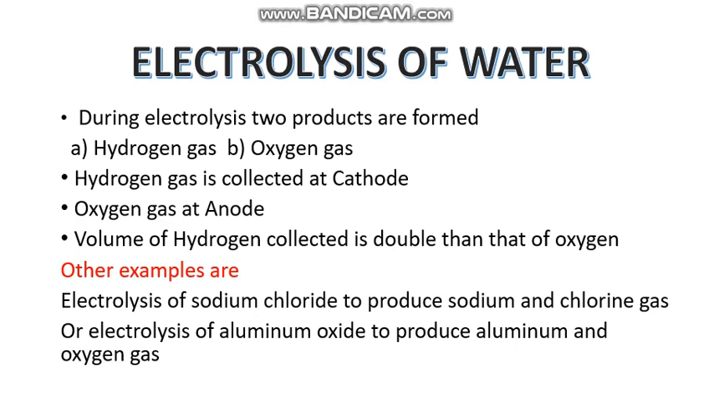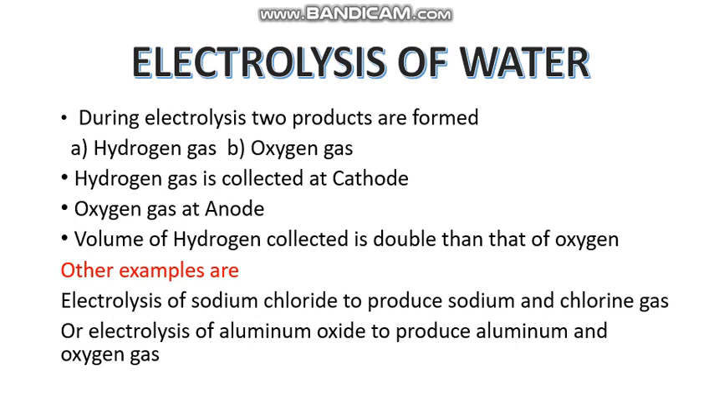Now the volume of hydrogen gas which is collected is usually double that of oxygen, because you know the formula also, H2O, where 2 indicates double of hydrogen, or we can say in the ratio of 2:1. Other examples are electrolysis of sodium chloride, where it breaks into sodium and chlorine, or electrolysis of aluminium oxide to produce aluminium and oxygen gas.